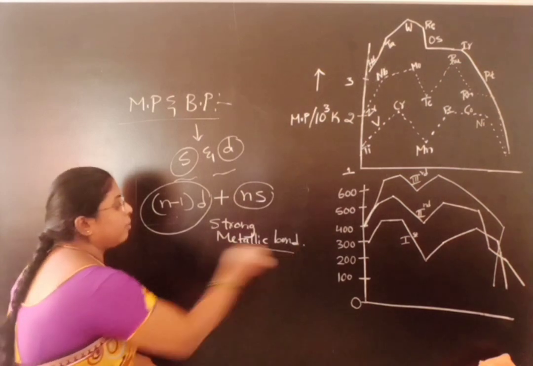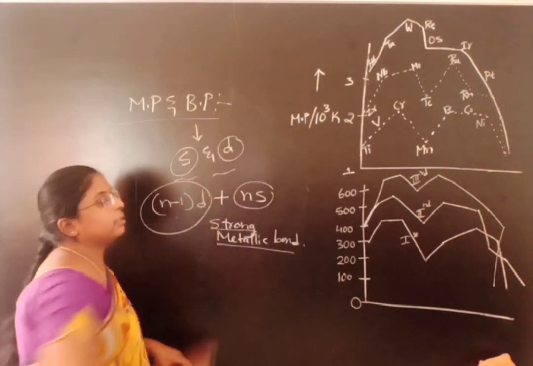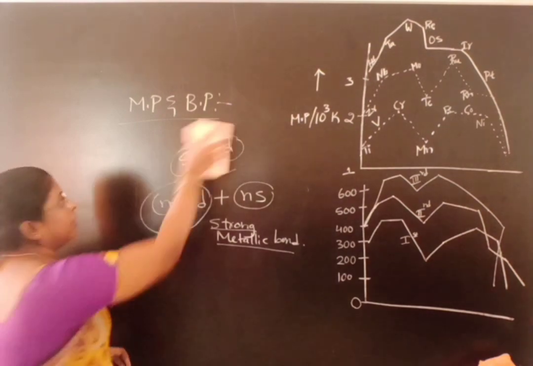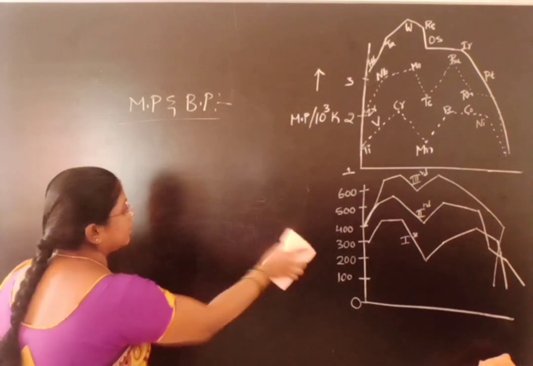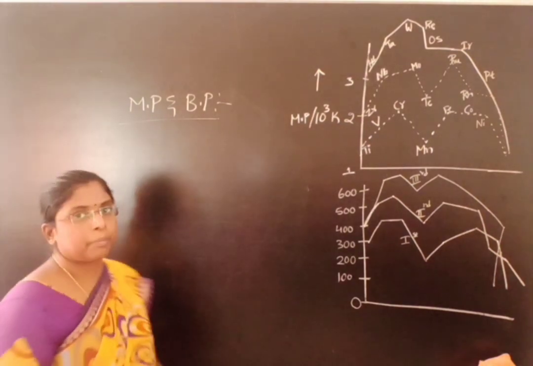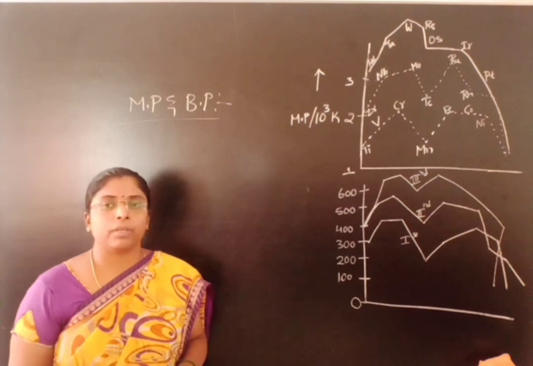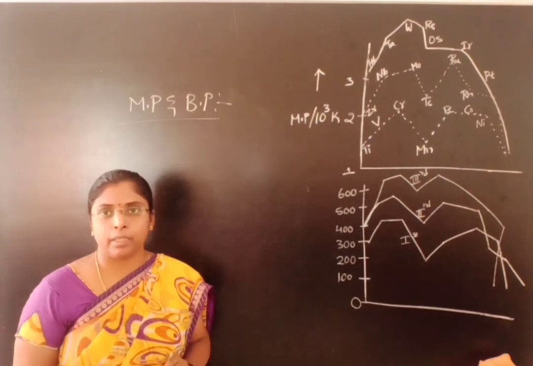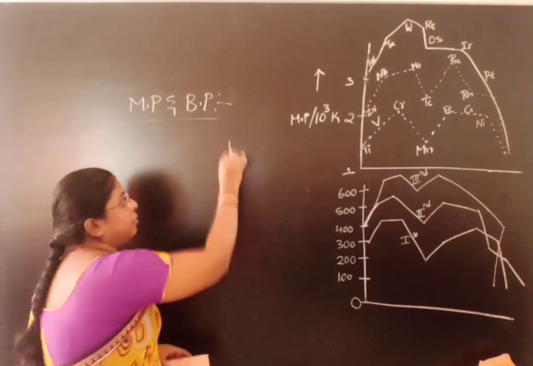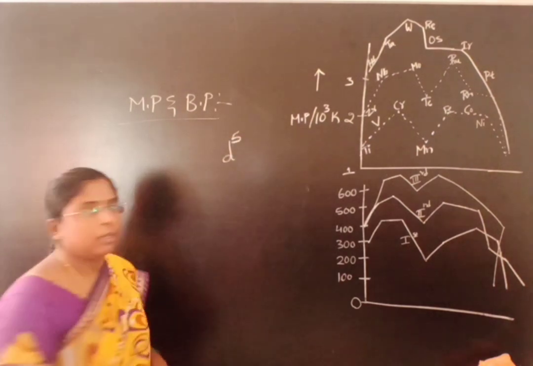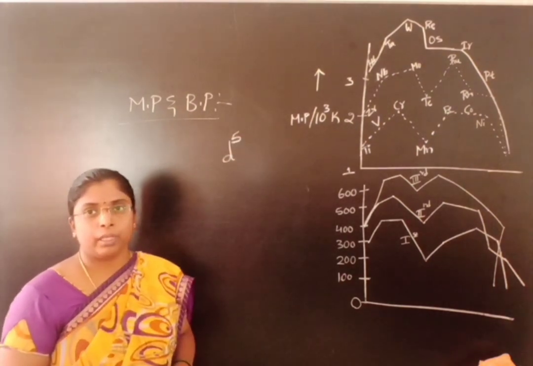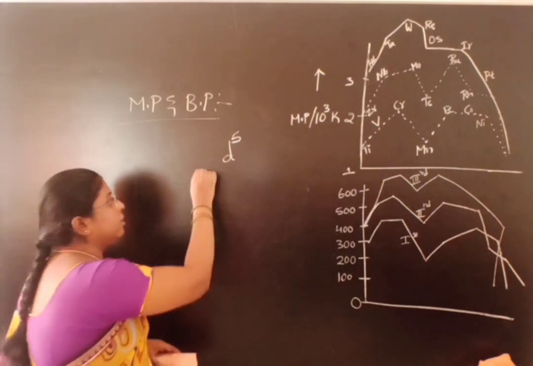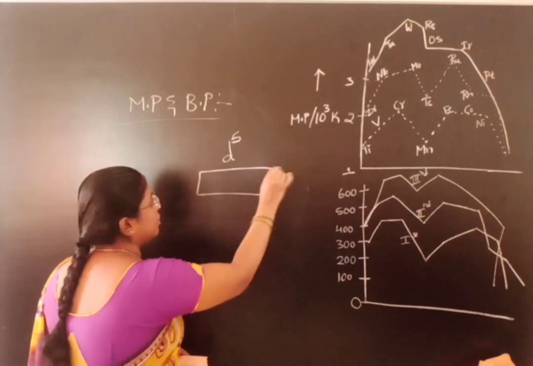When the metallic bond is strong, its melting point as well as its boiling point will be high. If you see the first transition elements, second as well as third transition elements, what happens initially is, as the number of electrons goes on increasing, unpaired electrons will be maximum at the middle, when it has a d5 configuration. After the middle, the number of unpaired electrons decreases. Why does the number of unpaired electrons decrease after the middle?